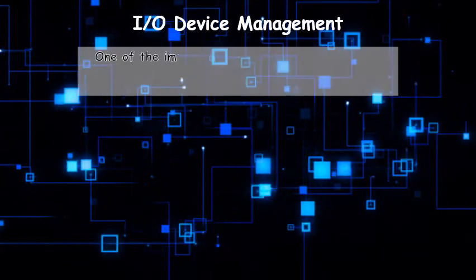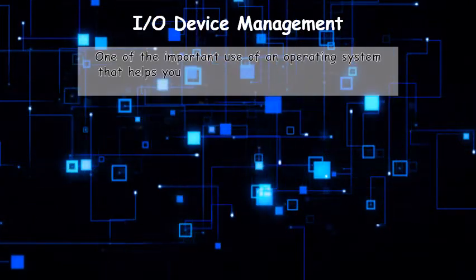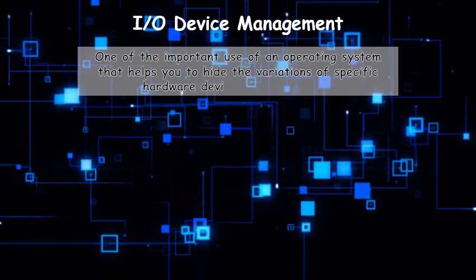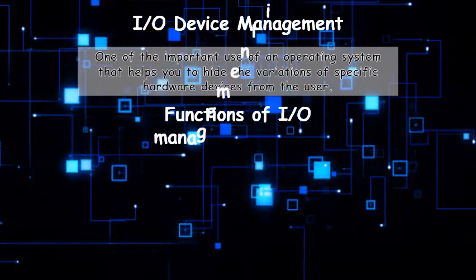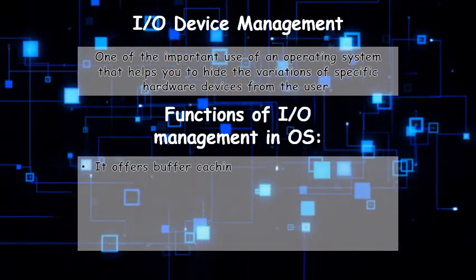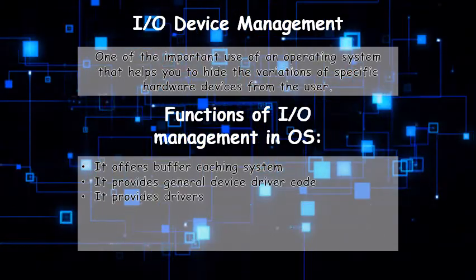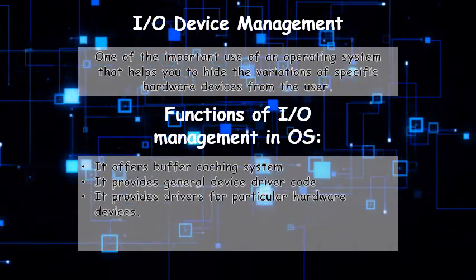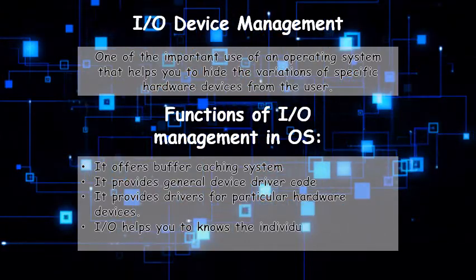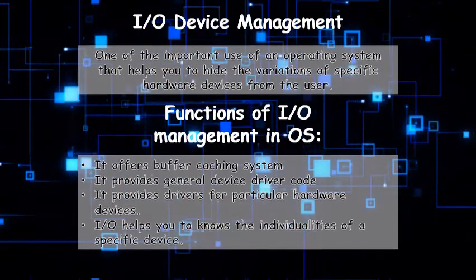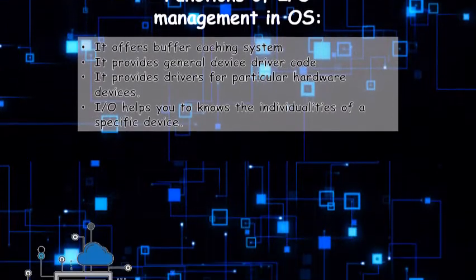I/O device management. One of the important uses of an operating system is that it helps you hide the variations of specific hardware devices from the user. Functions of I/O management in OS. It offers a buffer caching system. It provides general device driver code. It provides drivers for particular hardware devices. I/O helps you to know the individualities of a specific device.